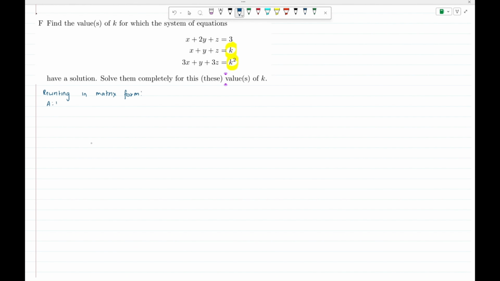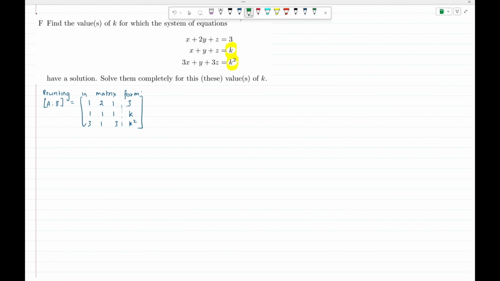Let us use the augmented notation. So we have A augmented B is equal to [1, 2, 1, 3; 1, 1, 1, k; 3, 1, 3, k squared]. Now we'll perform elementary row operations and try and reduce this matrix to its row echelon form.